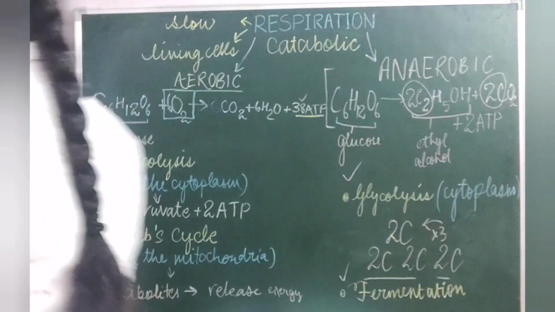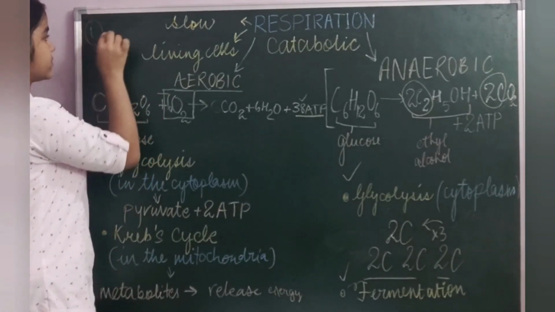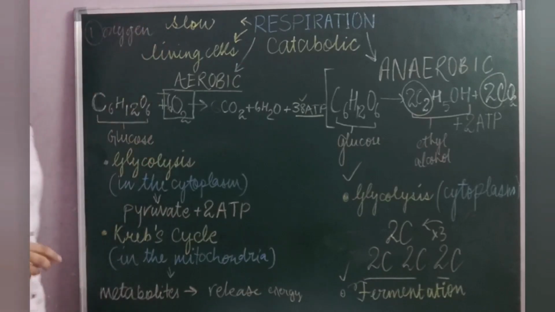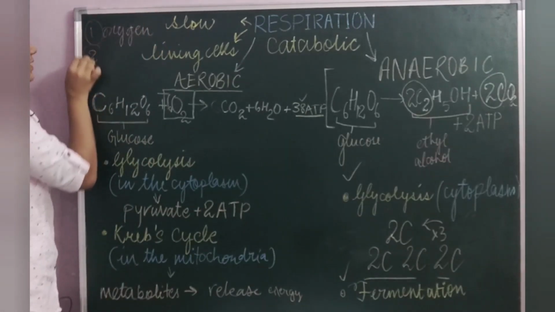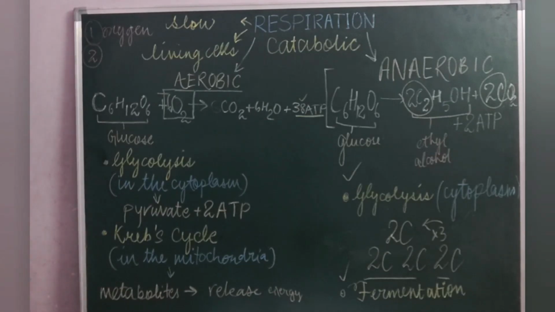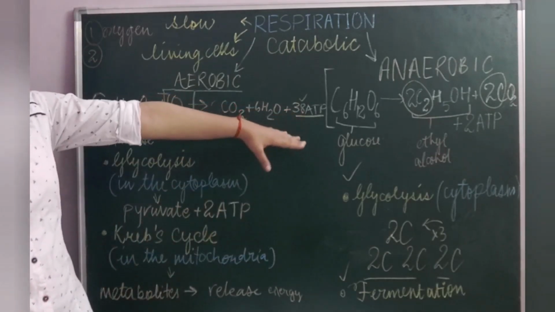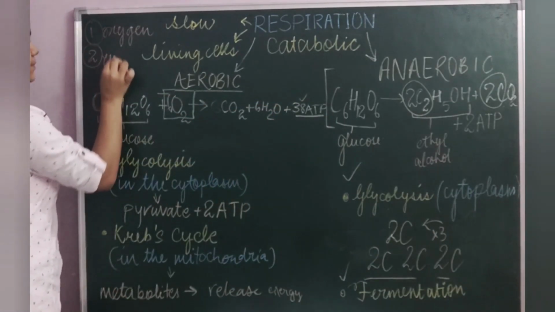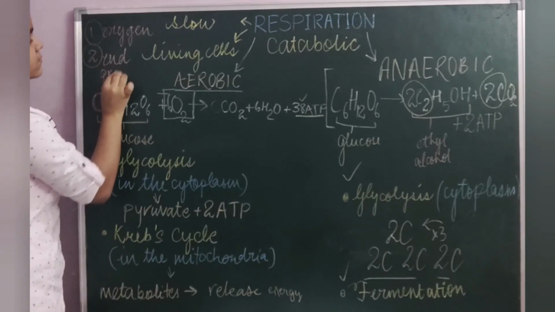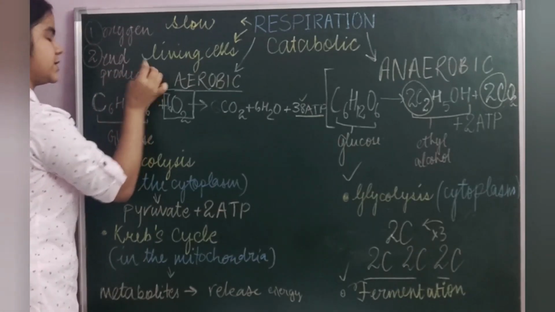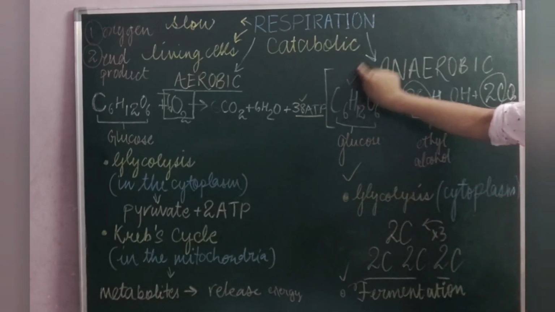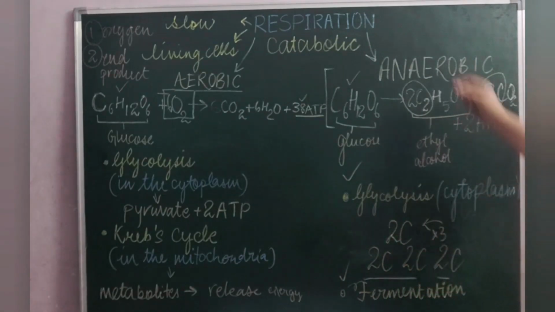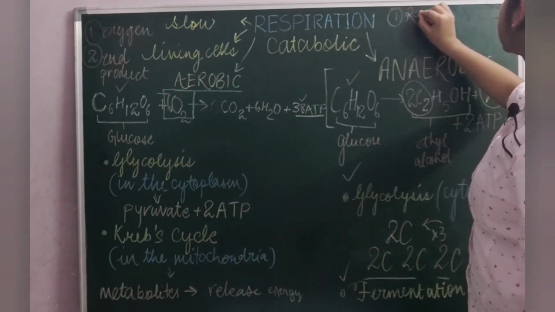Okay, let's come further with this. The first difference is oxygen. What is the second difference? When you see that here carbon dioxide along with water is formed, and there ethyl alcohol along with 2 CO2 is formed, that is the difference, the end product. What are the similarities? The reactant, the respiratory substrate, glucose. So, reactant.